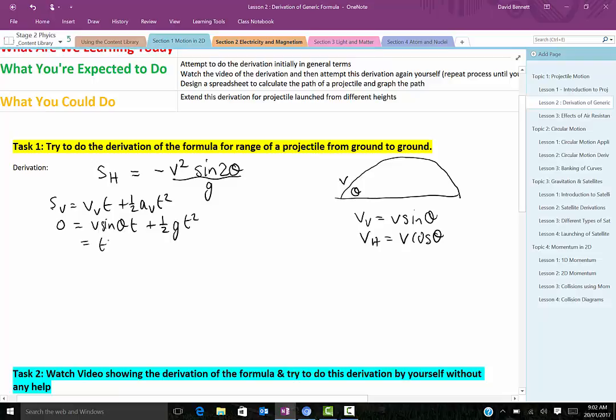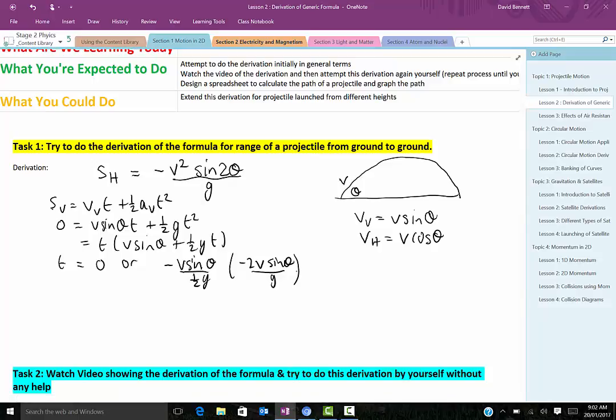I'm going to bring a common factor of T out, and that will leave us with V sine theta plus a half G T. Rearranging that says that T is equal to 0, or it's equal to, bringing that across, minus V sine theta all over a half of G, which you could also write as simply minus 2V sine theta over G. It's probably a better way of writing it, getting rid of the fractions. So now we have our time of flight.